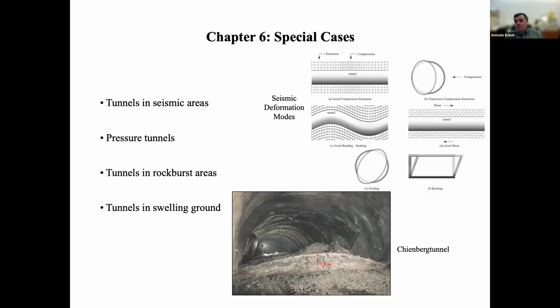Chapter 6, we call it the special cases. And these are applications of tunneling to some cases that Herbert and I thought that we liked, and it was our own decision to include those. So we have tunnels in seismic areas, which is a topic that is very close to my interest. We also talk about pressure tunnels in rock burst areas, and then tunnels in swelling ground, which is going to be the bulk of the presentation that Professor Einstein is going to do after this very brief introduction.